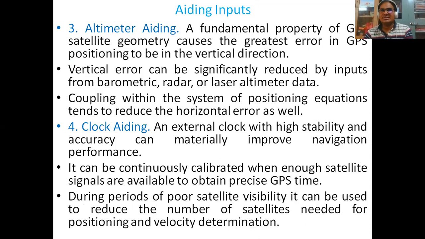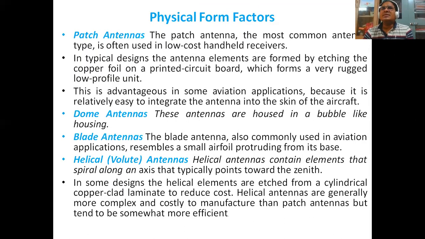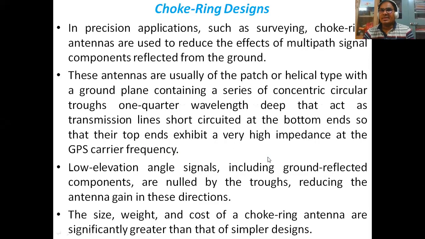Right, already 11:26. Okay. Then antenna design, of course, we have spent enough time. The antenna will be of patch type, dome type, blade type, and helical or volute antennas. 1, 2, 3, 4 types. Of course, this is a dome type. Patch type is already present, attached to the receiver itself. Volute will take some space, blade, and null steering.